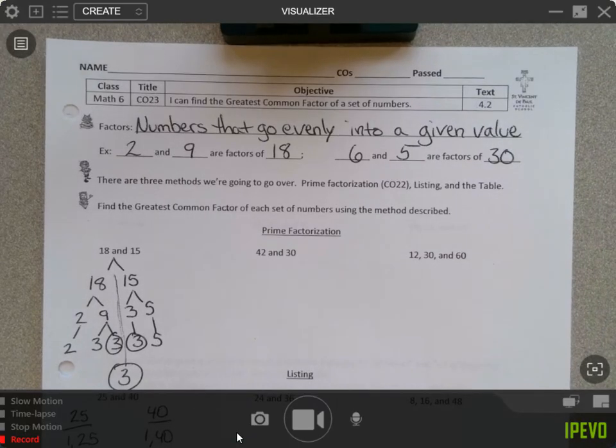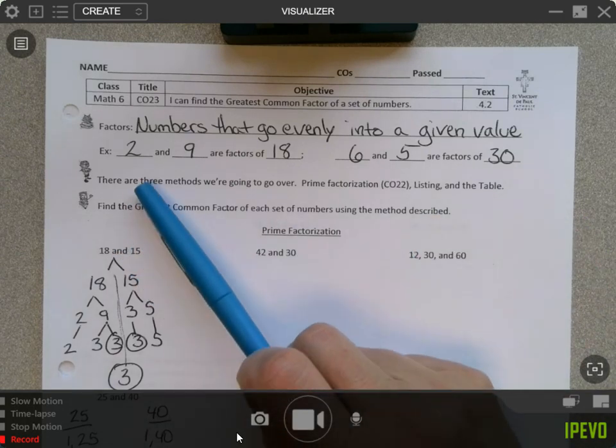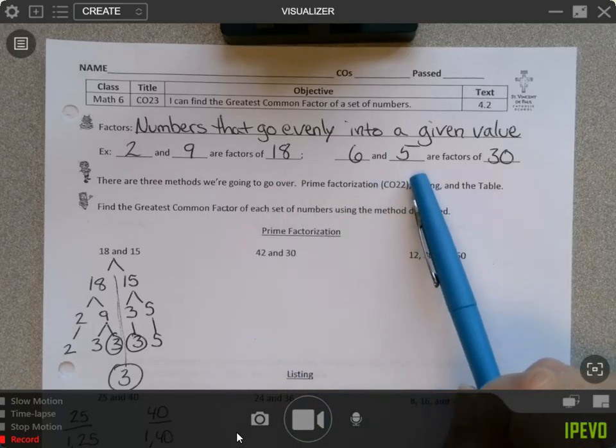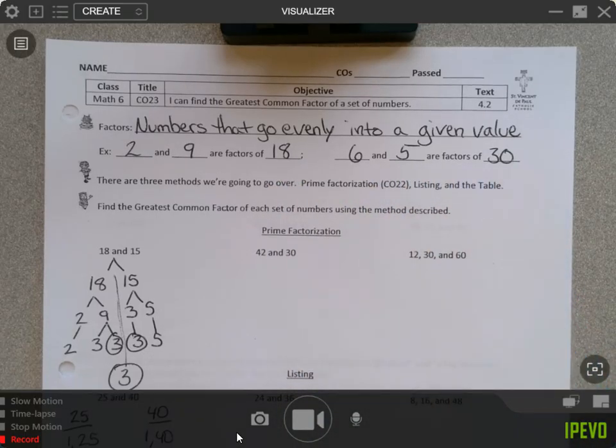So no decimals. You have to be able to break your number down evenly. All right, so when we had that 10, it was 2 times 5 that we would break that 10 down to. Right? It has to go into them evenly. So an example, 2 and 9 are factors of 18. 6 and 5 are factors of 30. Okay? They don't have to be prime factors. Just any factor buddies, any factor pairs that go into that first main number.